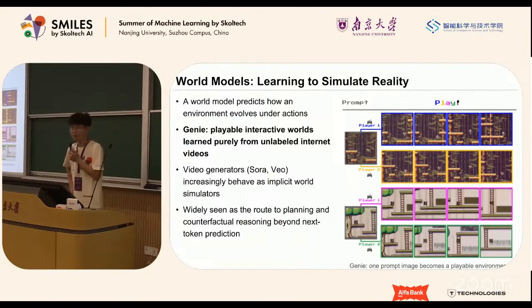Another key direction is the development of world models. A world model predicts how an environment evolves under different actions. Google Genie, for instance, learned to generate playable interactive worlds from unlabeled internet videos. Modern video generators such as Sora, Veo, and the China-related video generation models such as Seedance are increasingly viewed as implicit physical world simulators, offering a potential path toward advanced planning and counterfactual reasoning beyond standard next-token prediction.